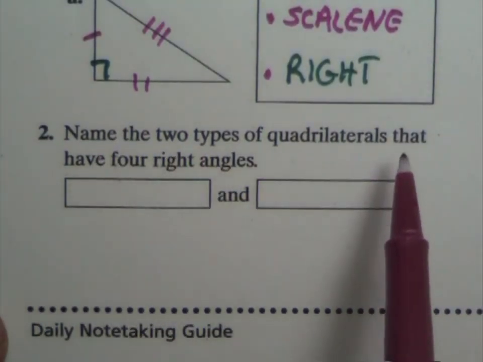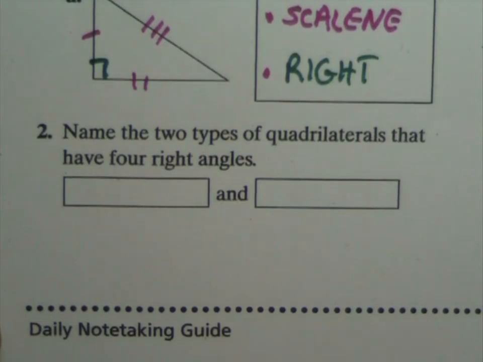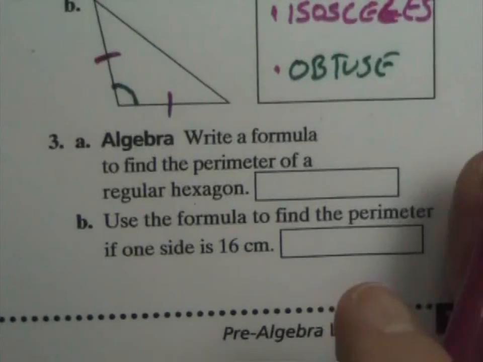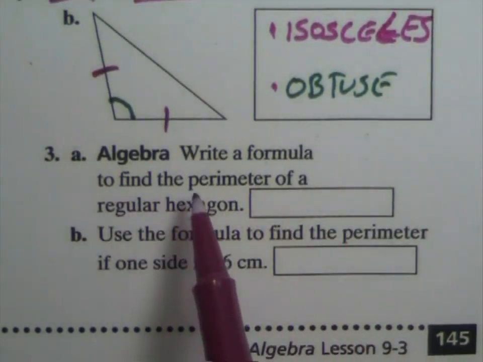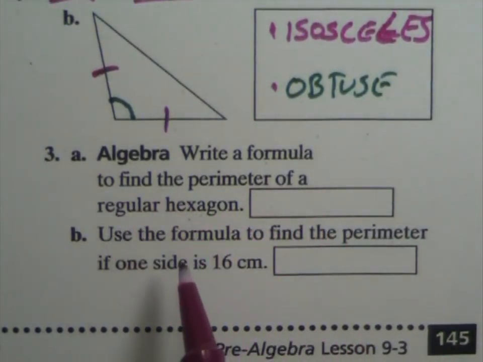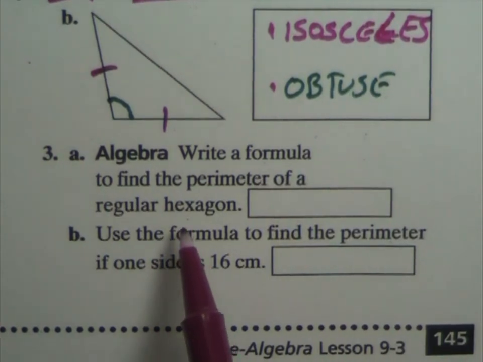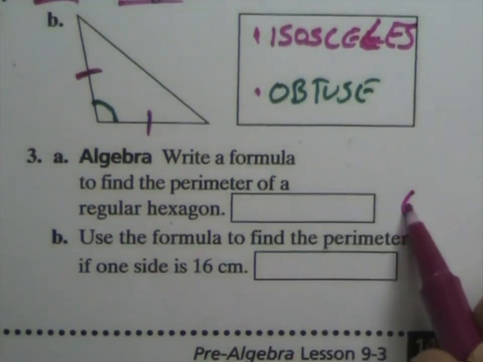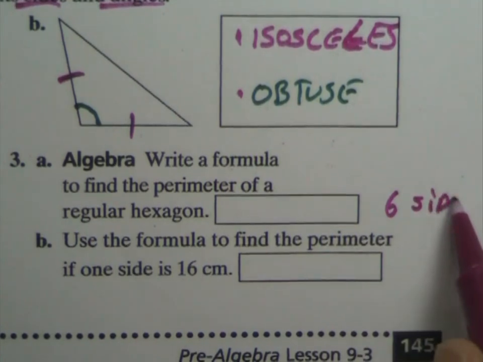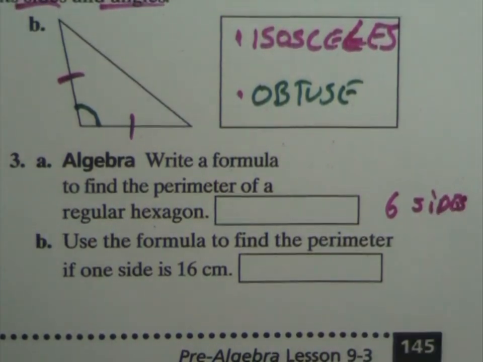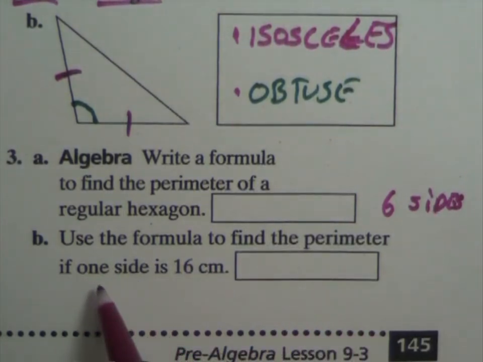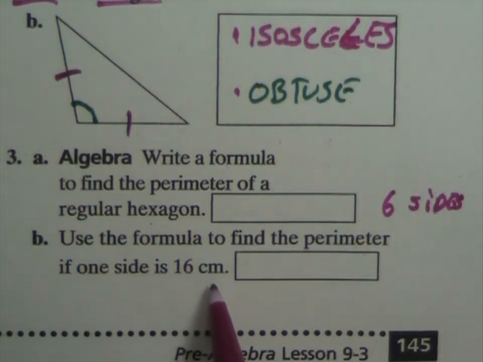Letter 2, name the two types of quadrilaterals that have 4 right angles. So you can look at your diagram for that. And then number 3, write a formula to find the perimeter of a regular hexagon. How many sides is a hexagon? That is 6 sides. So I'll just write that here. And then use a formula to find the perimeter if one side is 16 centimeters.